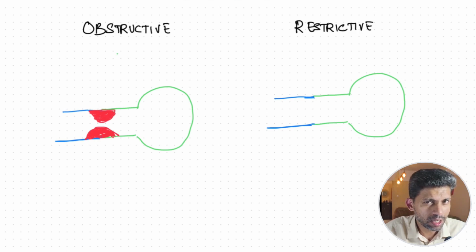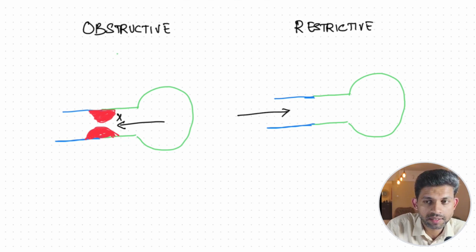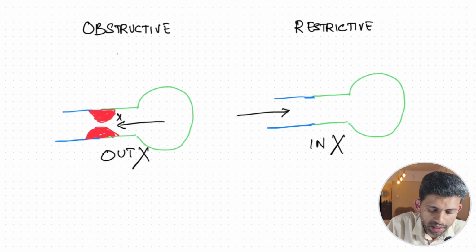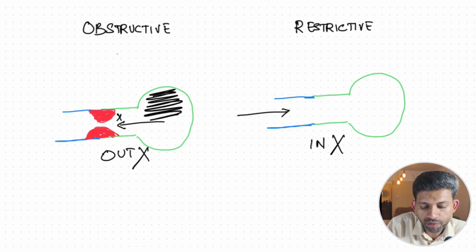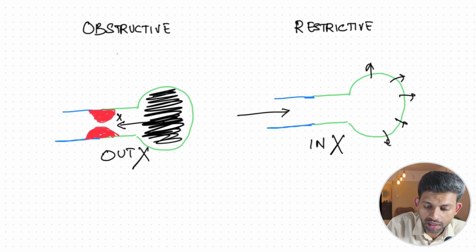Let's start with the single most important idea. Obstructive means problem with air going out. Restrictive means problem with air going in. In obstructive lung disease, there is air trapping within the lung. While in restrictive lung disease, there is reduced expansion of the lung.